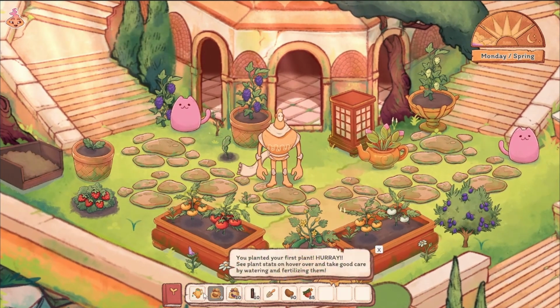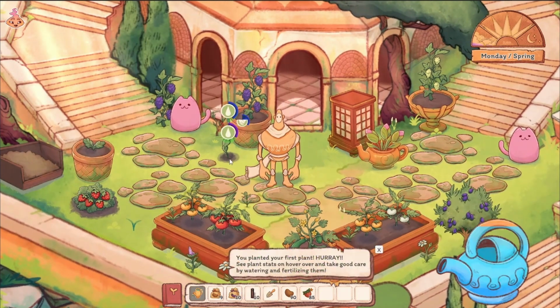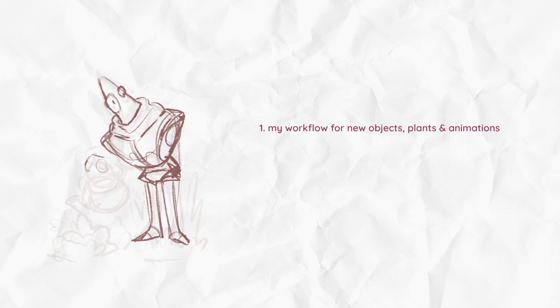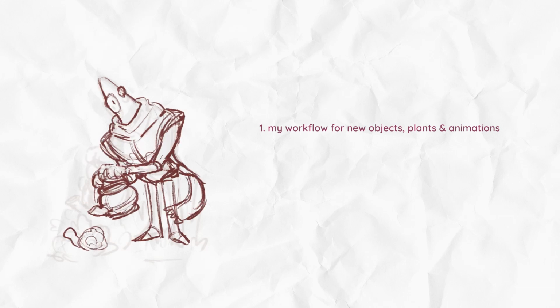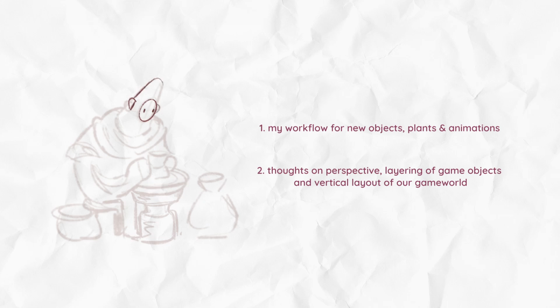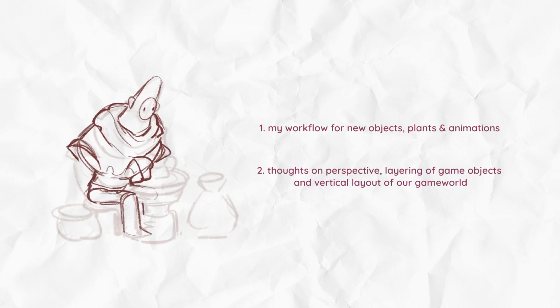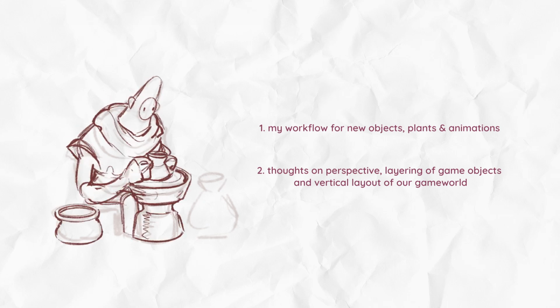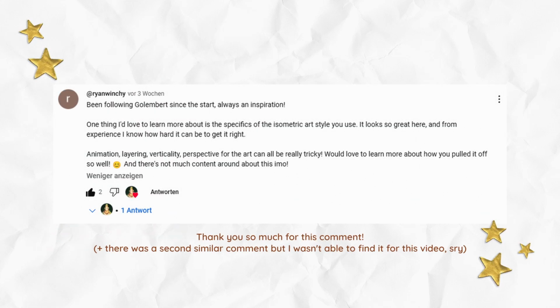Today I wanted to talk about how I work with our isometric game perspective, especially what my workflow is when creating new objects, plans and animations, and a few thoughts behind our decisions we made for our game relating to our perspective, layering of game objects and the vertical layout of our game world. This topic was requested by viewers of our devlogs.